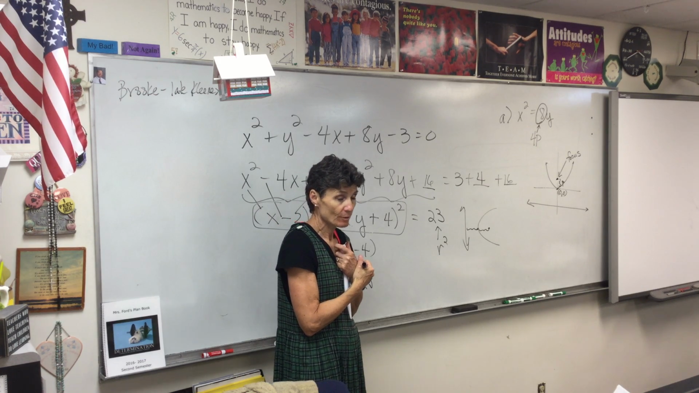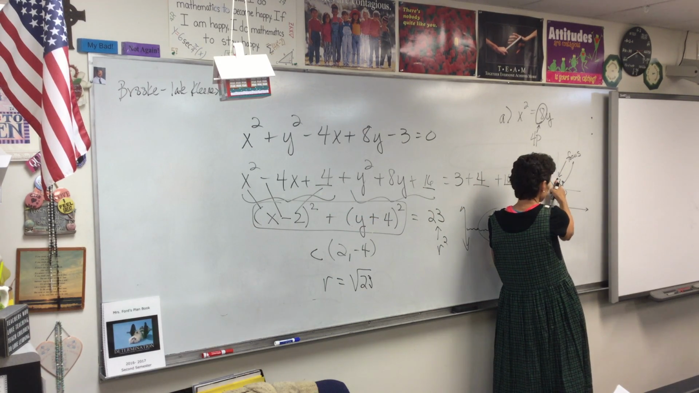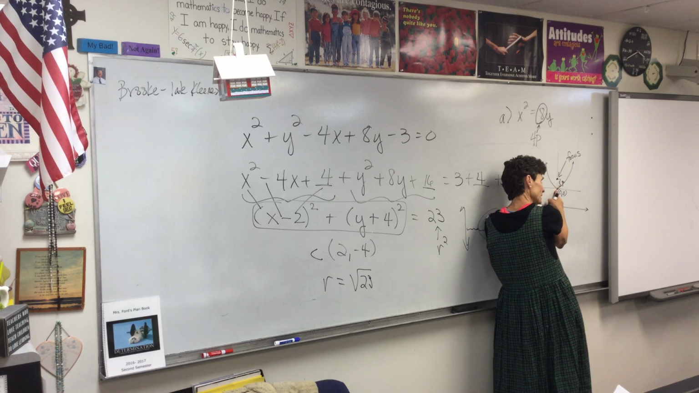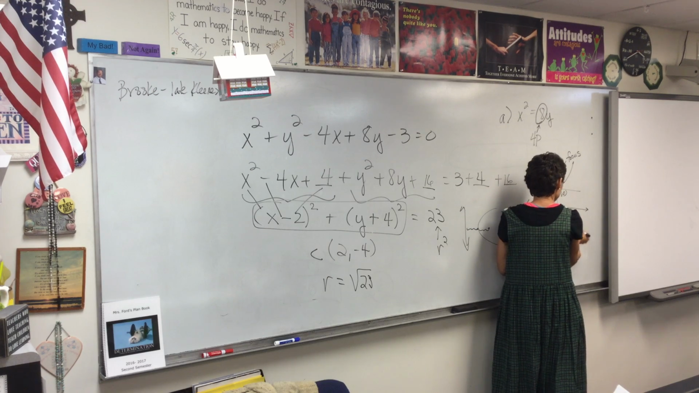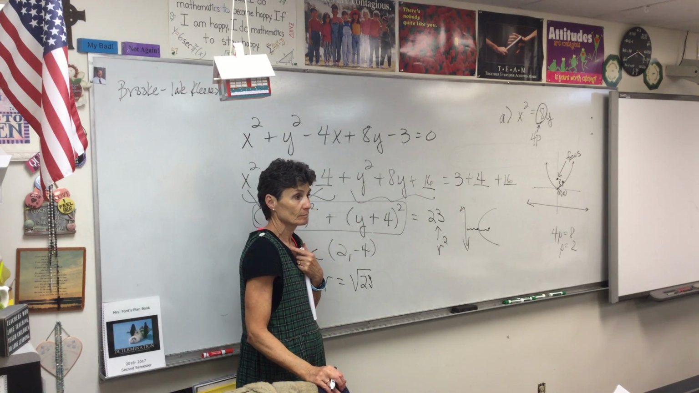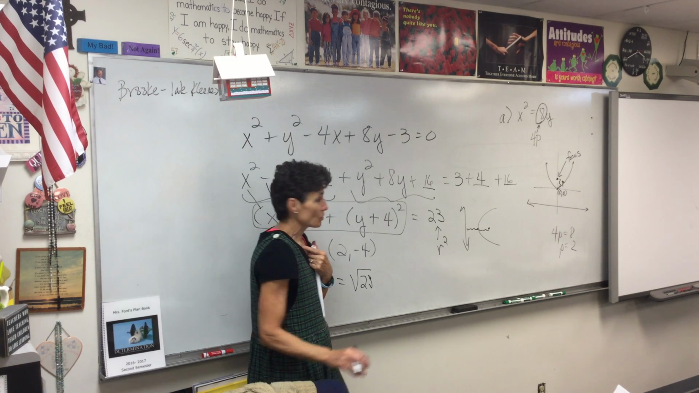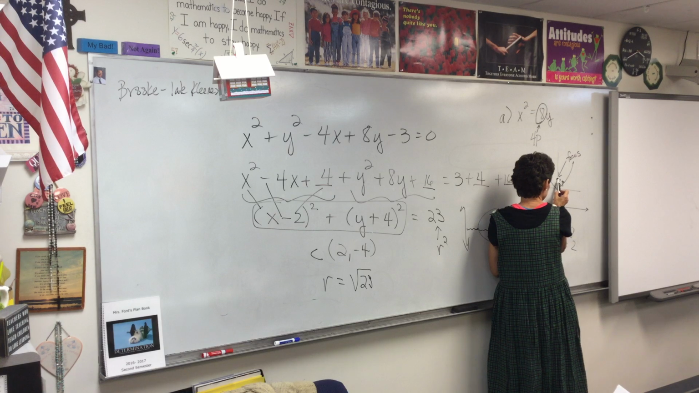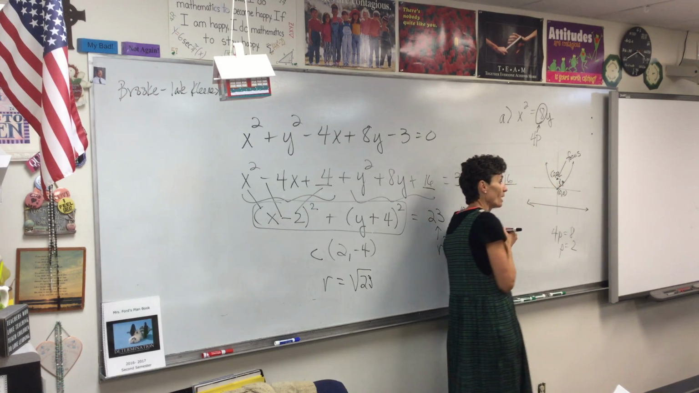Okay? So now wait a minute. My job is to figure out where that point is. I know it's P above the origin. What's P in this problem? 2. How do I know P is 2? Because 4P is 8, right? So what would be the coordinates of that point right there? 0, 2. You are exactly right. So the focus is 0, 2.